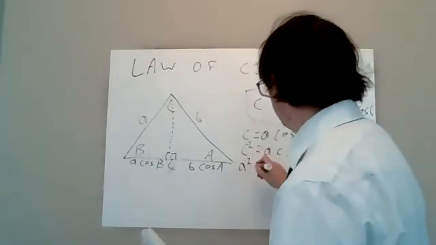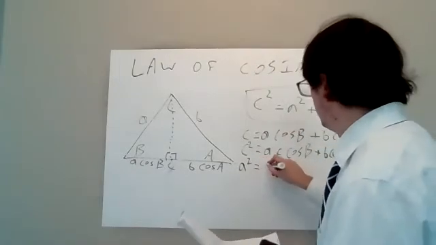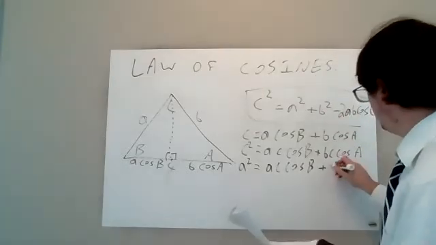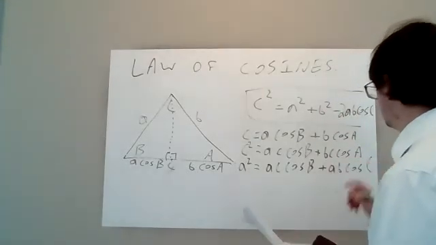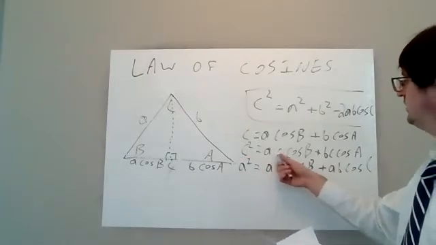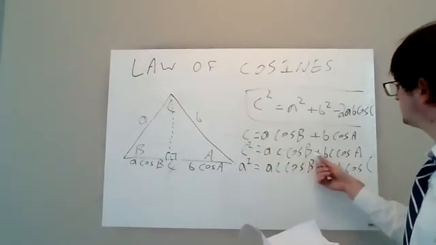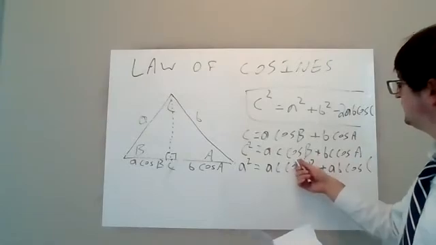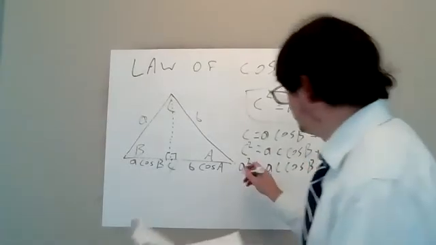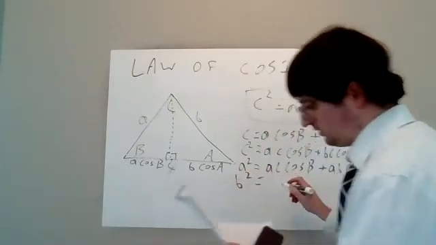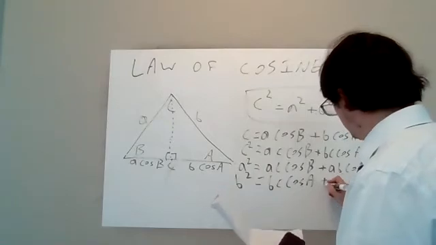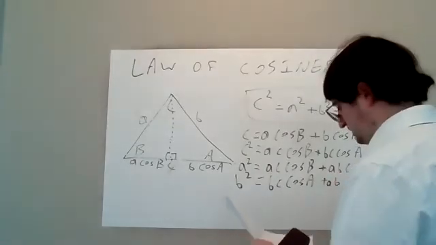And if I do that, I'll have a squared equals ac cosine B plus ab cosine C. The rule is you've got the squared version here, and then each of the other terms are the cosines of the other two angles, and for each of those you have the pair over here. So in the same way, we'll have b squared equals bc cosine A plus ab cosine C.